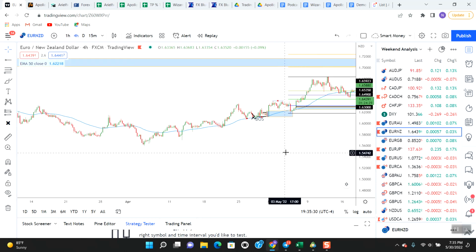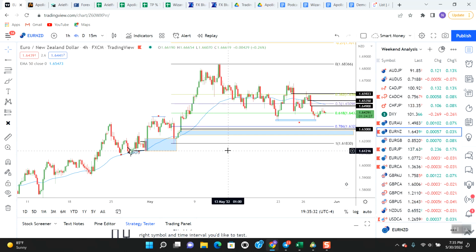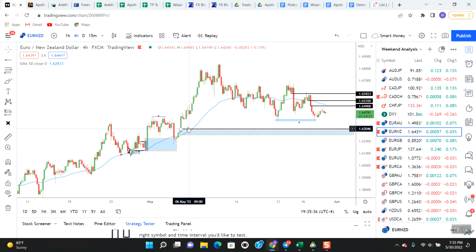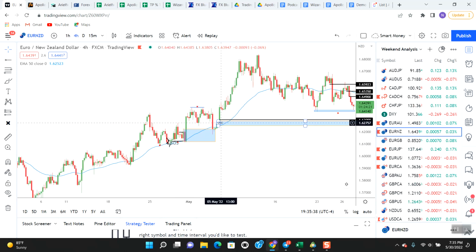So based upon that, let me get rid of this now. We're in discount. We want to be buying at this area of demand because at this area of demand, we reacted and made the higher high. So now we can confirm that this is another area of demand which would play out.